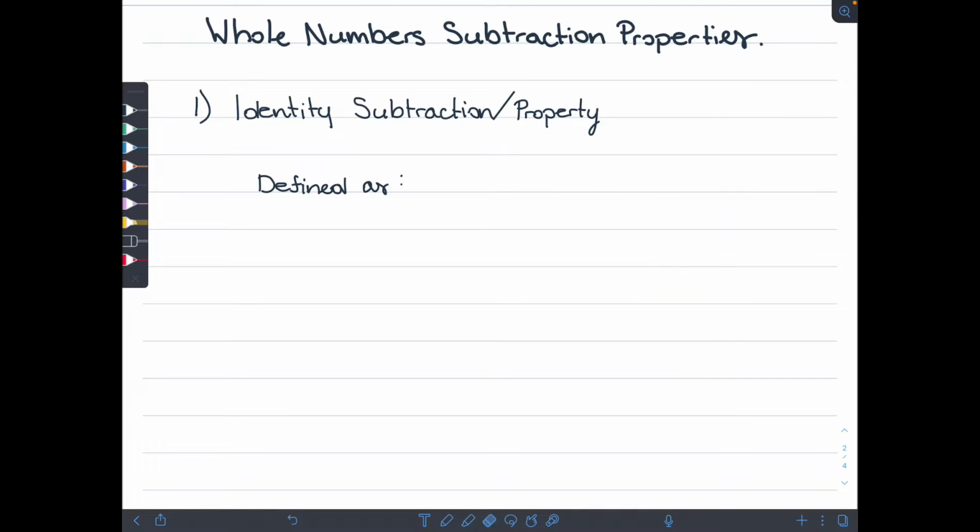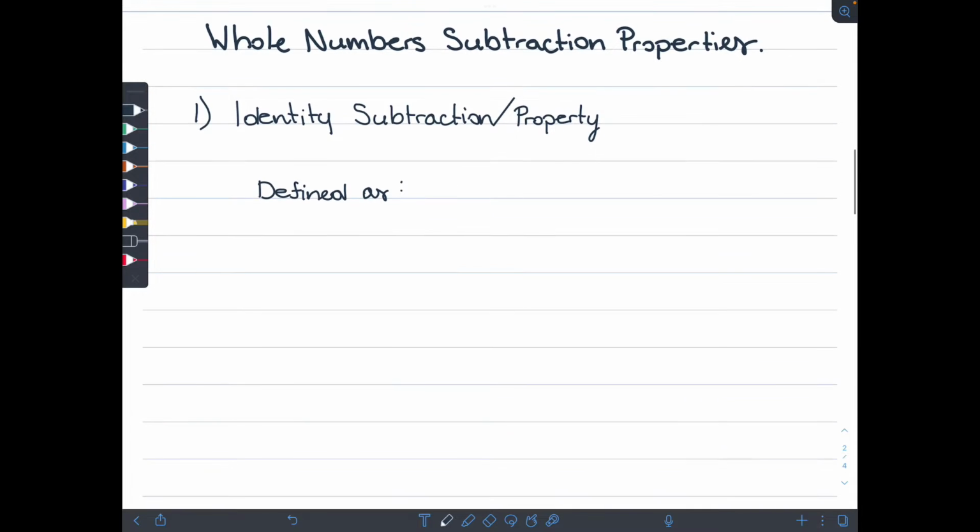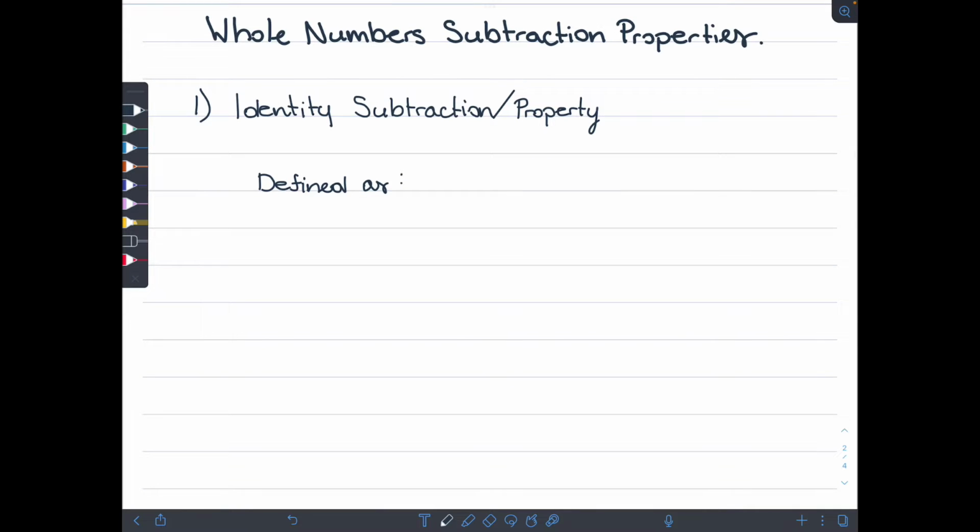Hello and welcome back. In the previous video we dealt with addition of whole numbers using the scratch algorithm. Today we'll be looking at the subtraction properties of whole numbers. So the first property for subtraction is the identity subtraction, also known as the identity property.